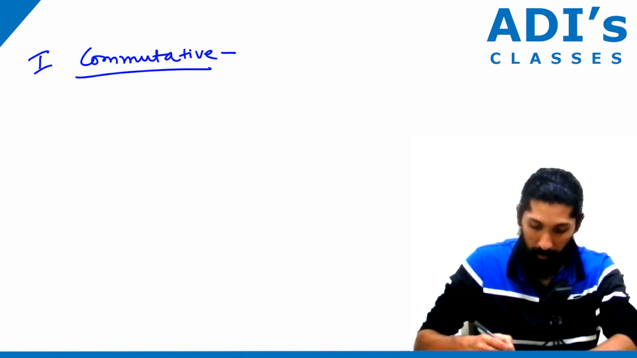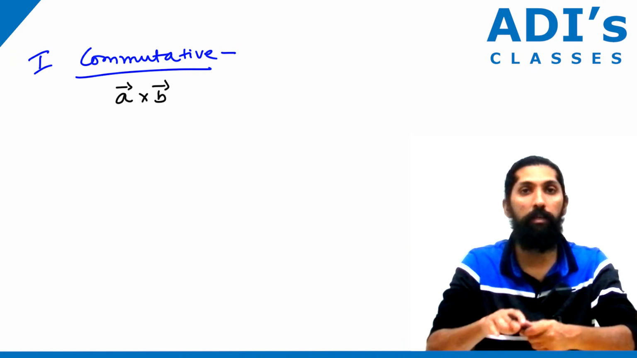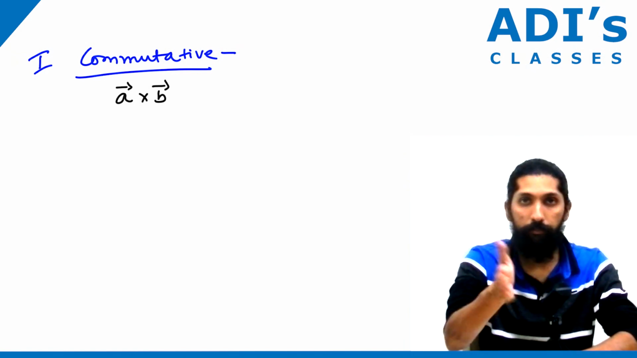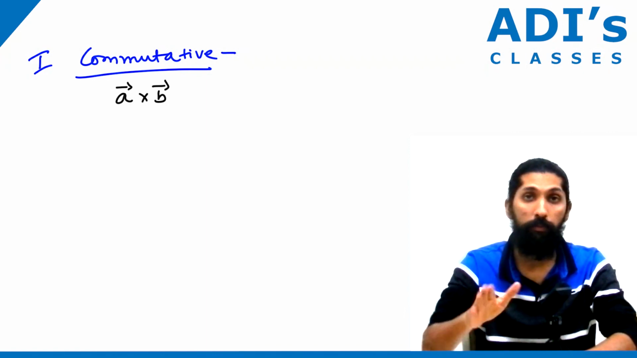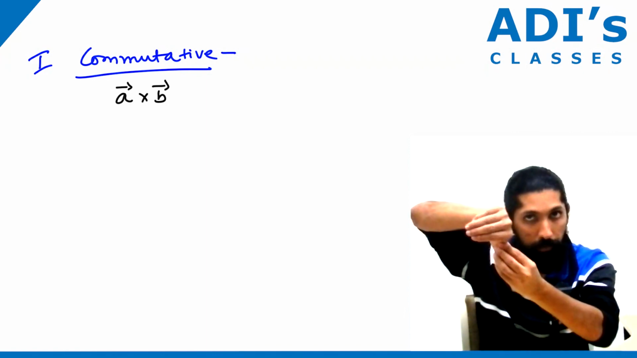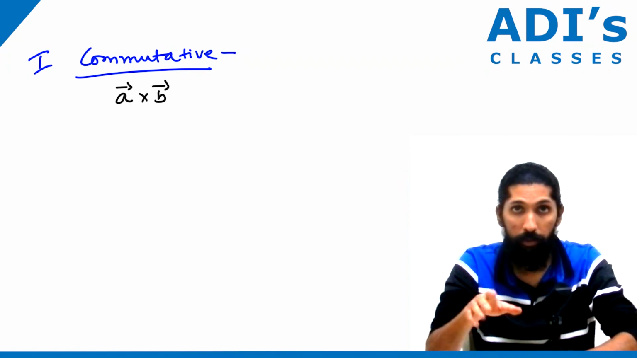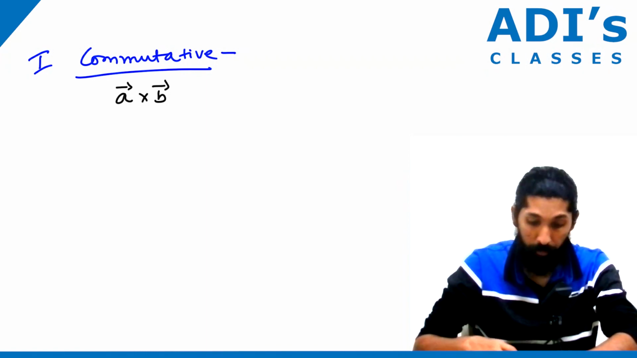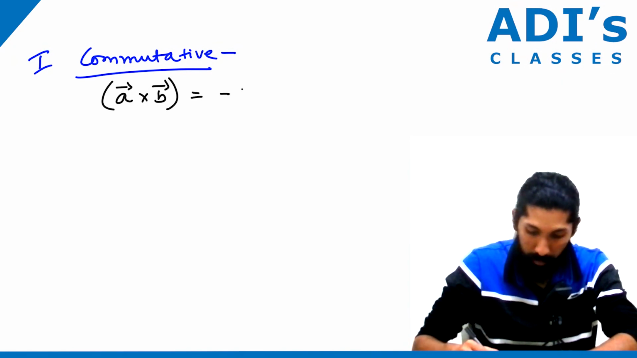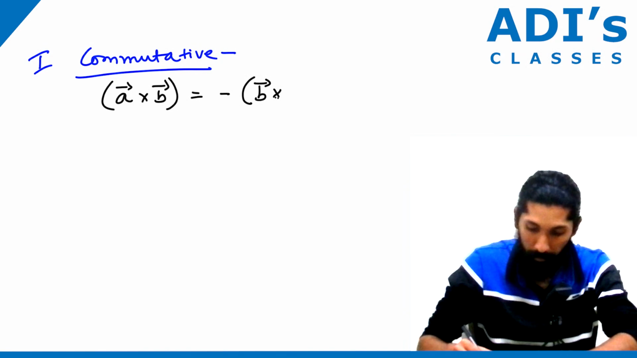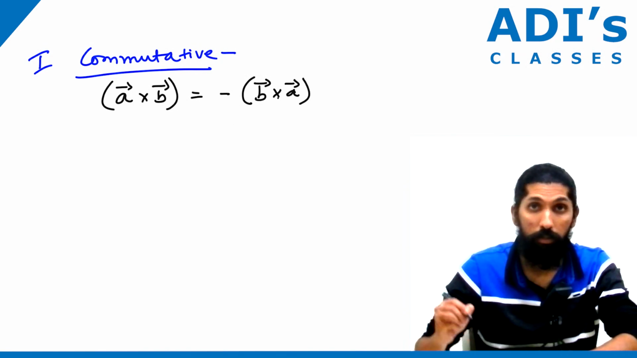Because here, when you do A cross B, guys, think about it. This is A, this is B. A cross B, when we do, it goes up. But when you do B cross A, the same thing is going down. So in vectors, direction is very, very important. That means whenever we do A cross B, this is equal to minus of B cross A. In the sense, it is not commutative.